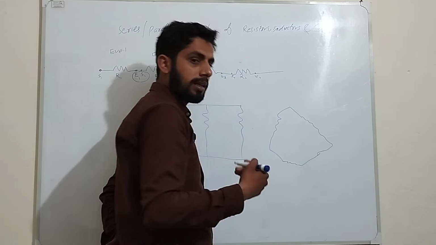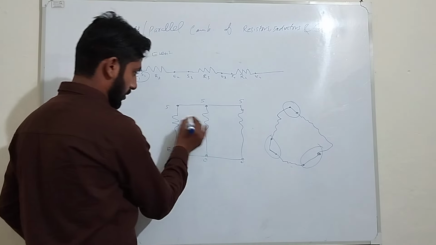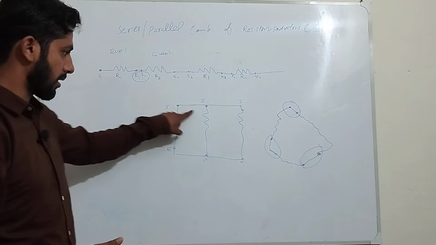Now in parallel, see here, this is the start and this is its end. This is a start, this is a start, this is their end, this is their end. Starts are common, ends are common. It means these are in parallel with each other. These are the basic ways resistors are connected in series or in parallel. So we will evaluate these circuits by connecting them with a source.